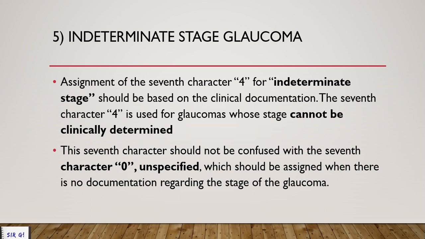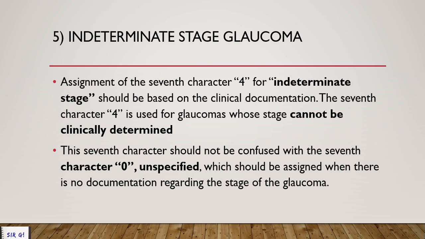Next, we have indeterminate stage of glaucoma. Assign 7th character 4 for indeterminate stage. As I mentioned a while ago, we have stage 1, stage 2, stage 3, indeterminate, and we also have unspecified. When you go to any of your glaucoma codes, you have available 7th characters for this. Okay? When you go to your H40 category, it's below there. So you have your indeterminate. Now, your keywords there, just highlight.